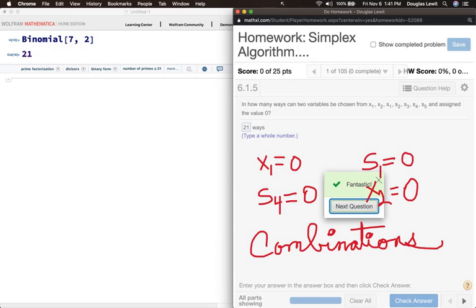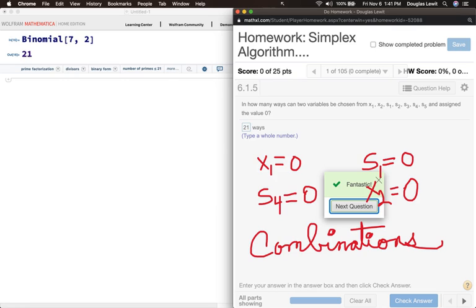That's correct. This is really a combinations problem, and you probably learned about that during your finite math course. Sorry, this is the finite math course. I'm also teaching a business calculus course and a calculus 3 course, so I'm getting all my courses confused.